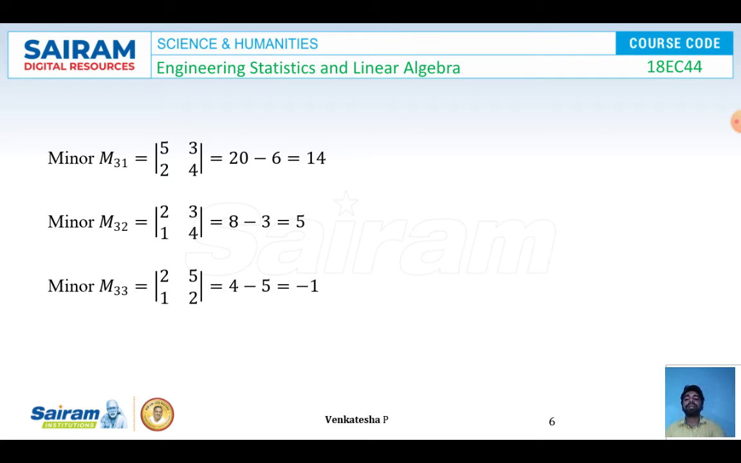Minor M31 will be equal to 20 minus 6, it is 14. Minor M32 will be equal to 8 minus 3, it is 5. Minor M33 will be equal to 4 minus 5, it is minus 1.